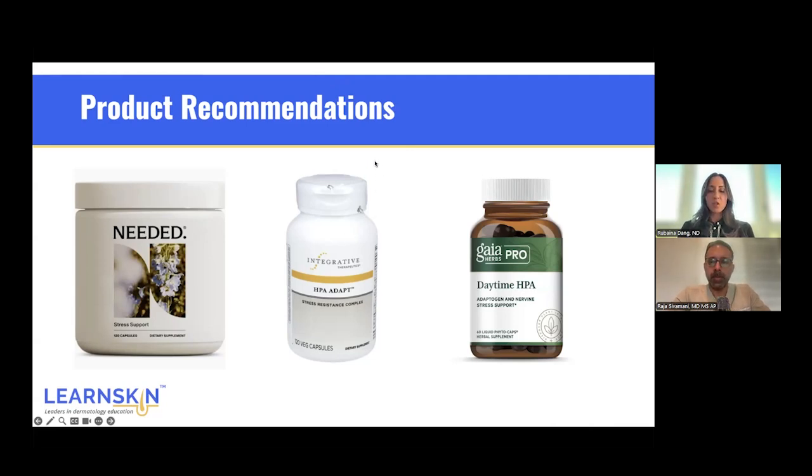Oftentimes it is either back ordered or out of stock. So my other two that I go to are HPA Adapt and Daytime HPA. I've been leaning more towards the Daytime HPA because there's mainly just nervines in there. So just adrenal supportive nutrients. HPA Adapt does have some maca in it, so I will caution some individuals are sensitive to maca.